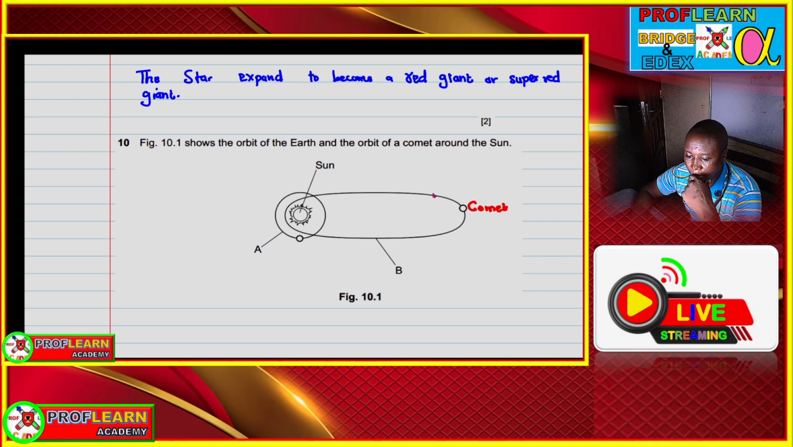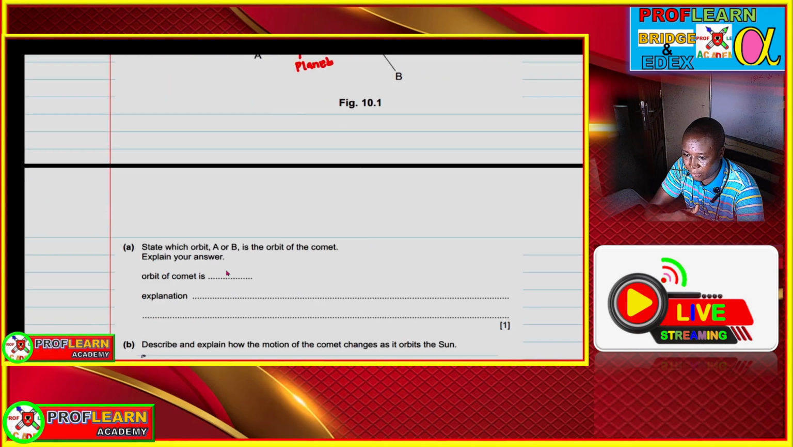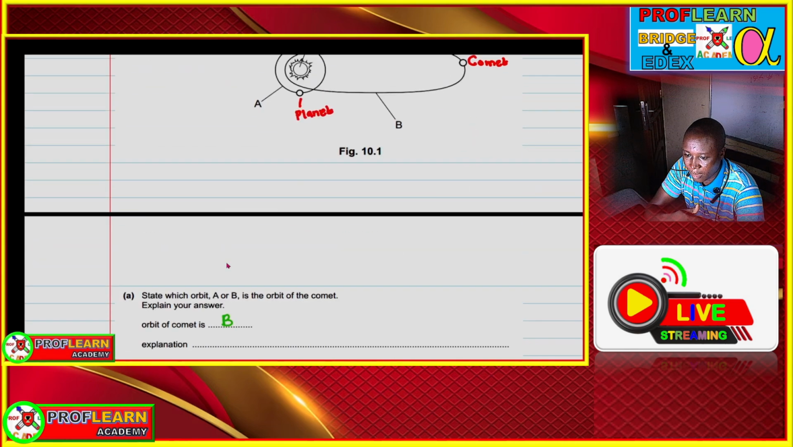So we're going to answer various questions from space physics. This is going to be the orbit of the planet, and the one that is elongated, B, is the orbit of the comet. We also need to have an idea of how the comet moves around its orbit, which is going to be identified in the next question. So we're going to state that between A and B, A is the orbit of the planet, but B is the orbit of the comet.